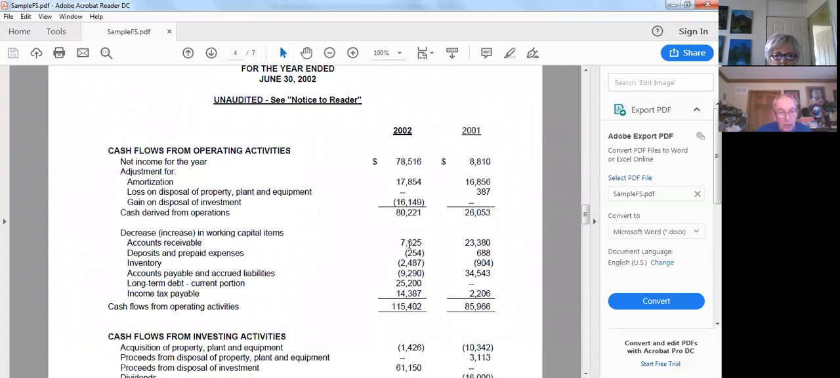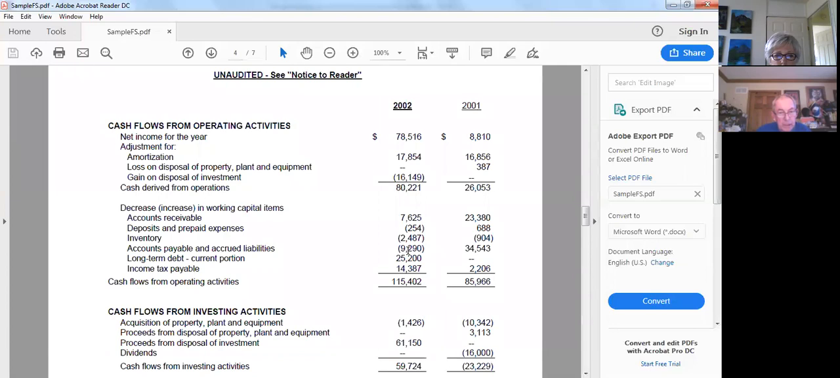Now you take away certain amounts from that amount. You add in the accounts receivable, you take away the deposits and the inventory change, you take away the accounts payable, you add back in long-term debt and your income tax payable, and therefore your total amount of cash from your operating activities, just from your operating activities, was $115,000, which is not bad. That means you're generating a very positive cash flow.